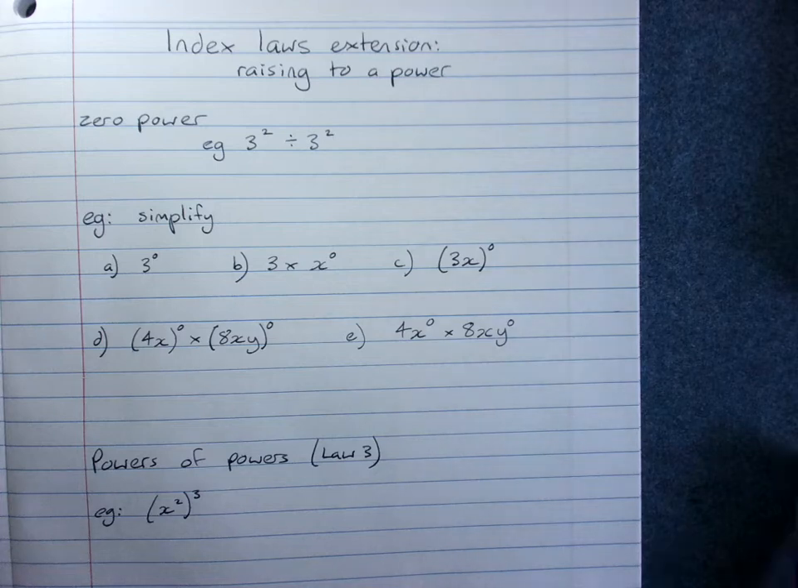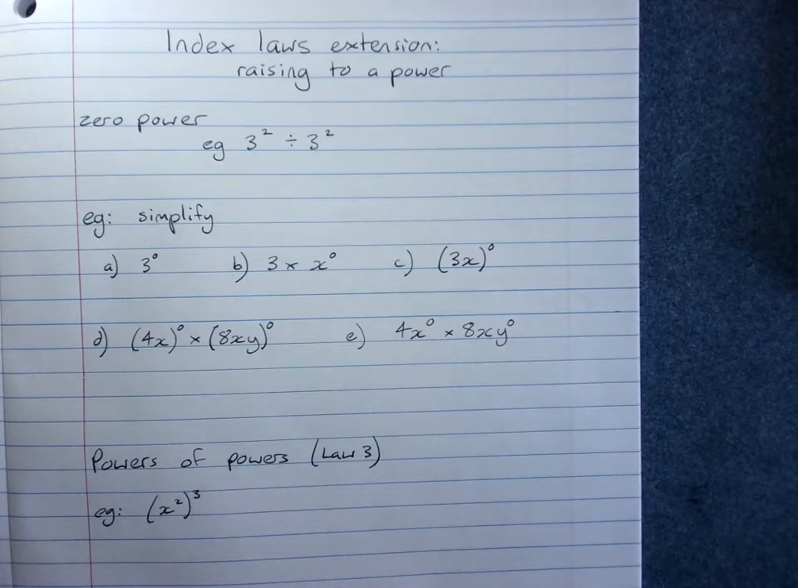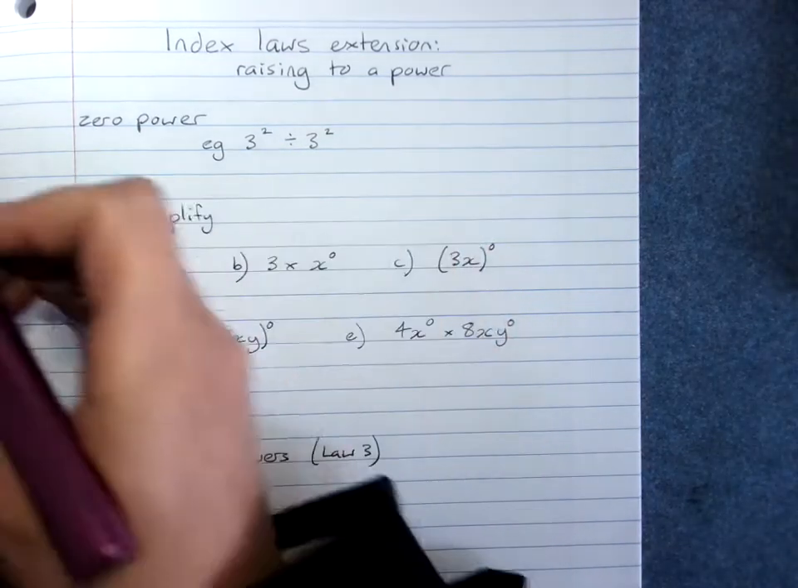Index laws, raising to a power. The zero power comes up often. We've already seen that a power of 1 is just the base number itself.